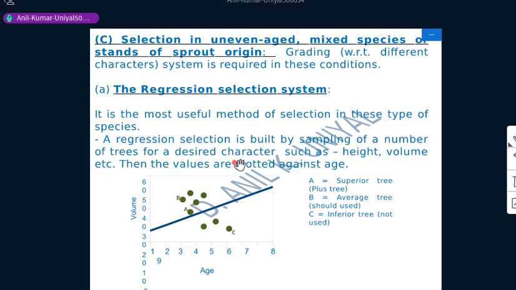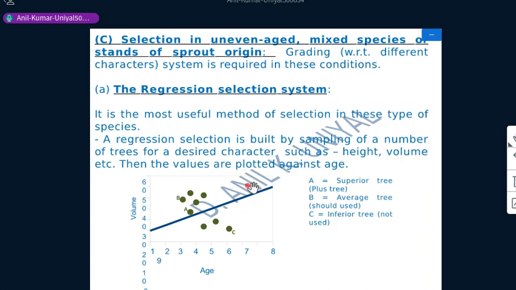Then we have the second major category, that is selection of trees in uneven aged or mixed species, or sometimes stands of sprout origin like coppice forests. A grading system with respect to different characters is required in these conditions. Number one of the systems that could be applied in this type of forest is the regression selection system. It is the most useful method of selection in these types of species or conditions.